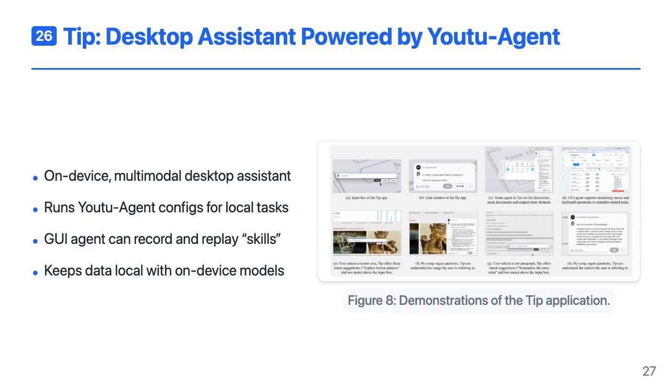To make the framework tangible for end users, the authors build TIP, an on-device desktop assistant that embeds Youtu-Agent. TIP can load existing agent configs to handle shell commands, file management, and more, all within a unified interface. It proactively captures screen and text context to suggest intents, so users don't have to copy and paste. A GUI agent can automate mouse and keyboard actions, then save these as reusable skills. Because it supports on-device models, TIP keeps user data local and private, while still leveraging the full power of Youtu-Agent.